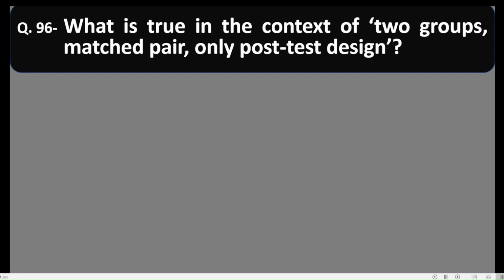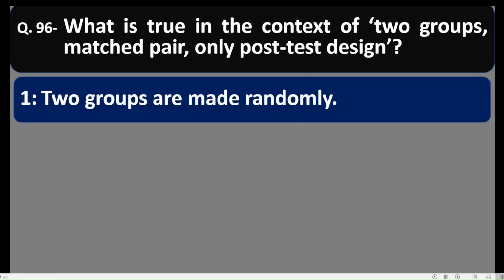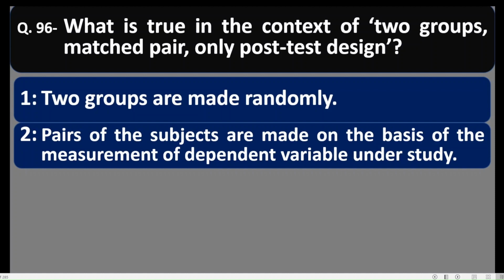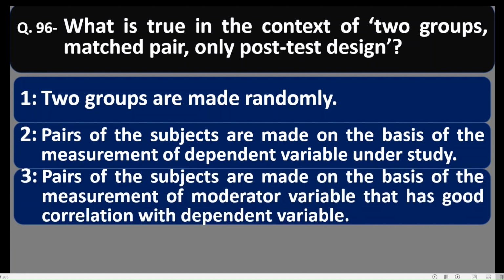96. What is true in the context of two groups matching pair, only post-test design? What is true? Let us see. Two groups are made randomly. It is false because matching pair design is there. Pairs of the subjects are made on the basis of the measurement of dependent variable under study. It is also false.